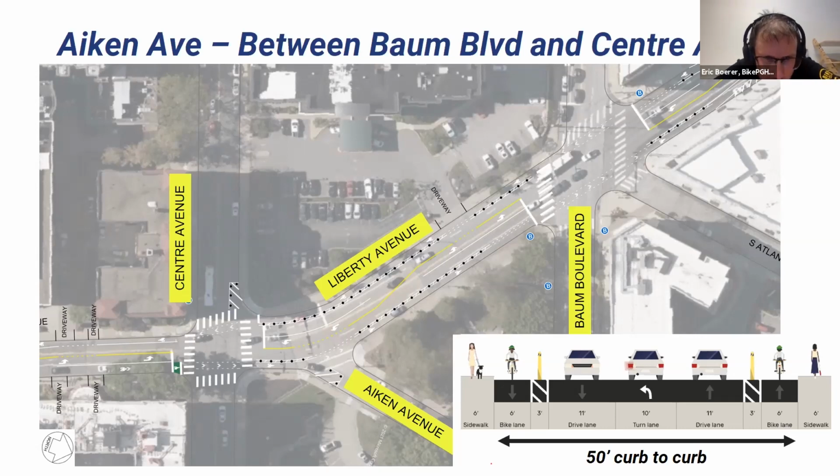Sounds good. And then I got one more from the chat, and then we can go back to the hands. This is on Melwood. Do you have examples of contraflow bike lanes that are up against parked cars and that aren't parking protected?